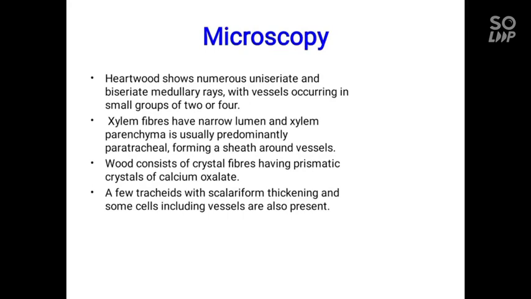Microscopy. Heartwood shows numerous uniseriate and biseriate medullary rays with vessels occurring in small groups of 2 to 4. Xylem fibers have a narrow lumen and xylem parenchyma is usually predominantly paratracheal, forming a sheath around the vessels. Wood consists of crystal fibers having prismatic crystals of calcium oxalate. A few tracheids with scleriform thickening and some cells including the vessels are also present.